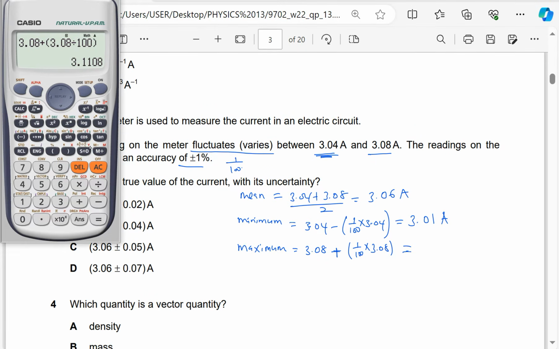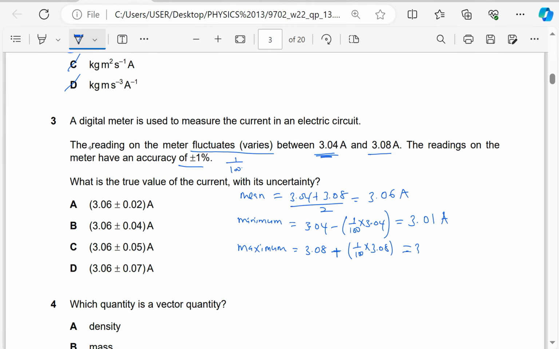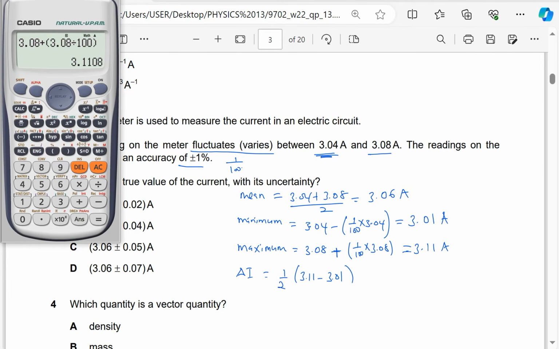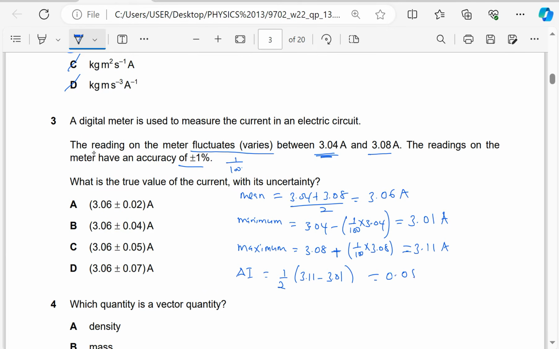So to three significant figures, this is going to be 3.11 amperes. So the uncertainty in this current is going to be half of the range. So it is half of 3.11 minus 3.01, divided by 2. So this is giving me 0.05. So it means the answer is going to be automatically C.